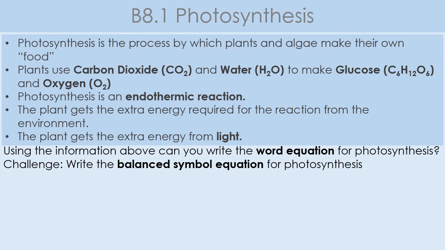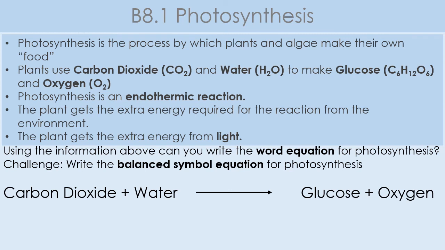And welcome back. Okay, so first off, we've got that word equation for photosynthesis. We've got carbon dioxide plus water, and then an arrow, making glucose plus oxygen. Now we have said that it's an endothermic reaction and it needs light to make it work. So convention dictates that we write light over that arrow to show that light is not part of the reaction as such, but it is required to make it happen.